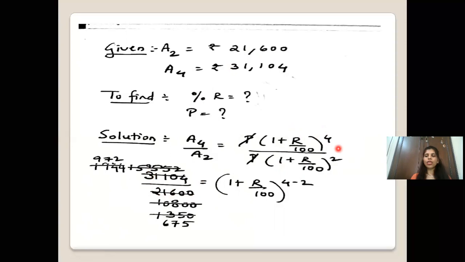A raised to m upon a raised to n is equal to a raised to m minus n. Now simplify this. Here you can see there is a 4 over here and a 0, so we can cut both the numerator and denominator by 2.